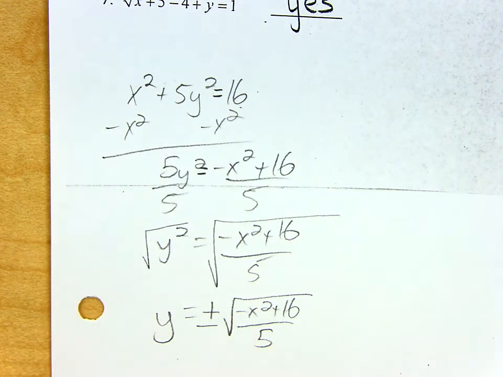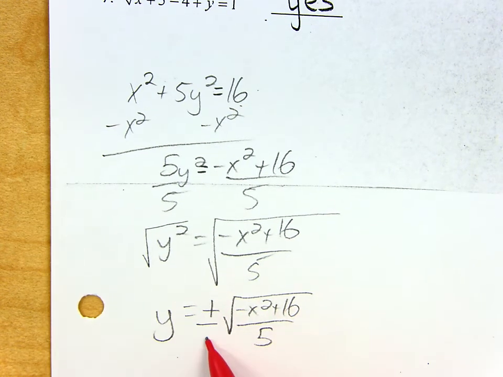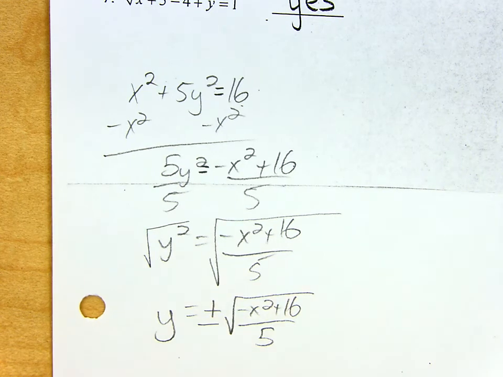This is not a function. Why? Because when I plug in a value for x, say I plug in 2, right, what's going to happen? I'm going to get some answer here, but then I get a positive and a negative value. So when I plug in one thing for x, I'm getting out 2 answers. That is not a function.